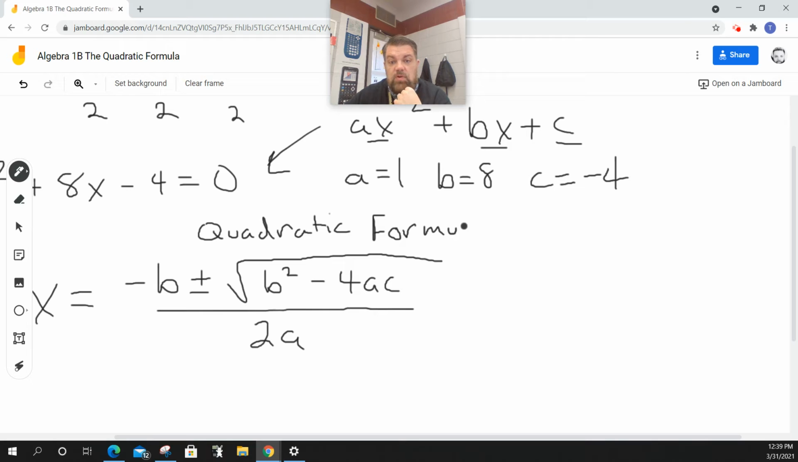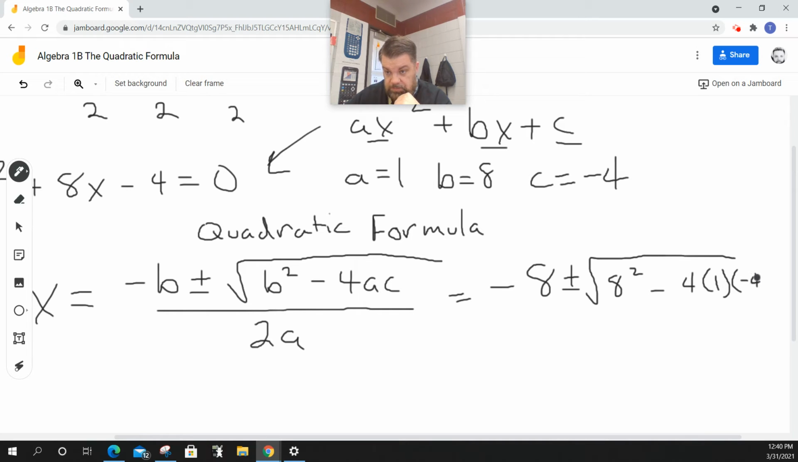So this is called the quadratic formula. When you're doing your work, I encourage you to write down the formula every time. It's a great way to memorize it. We're going to do a bunch of problems. If you write down the formula every time, by the time we finish this lesson, you should have memorized the formula. So anyways, the formula is negative b plus or minus the square root of b squared, which is 8 squared, minus 4 times a, which is 1, times c, which is negative 4, all over 2 times a, which is 2 times 1.